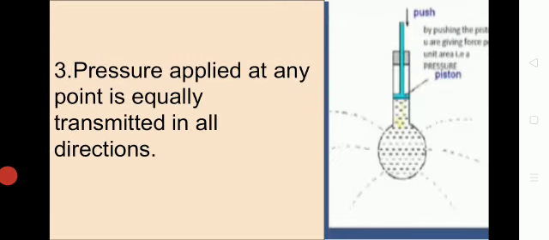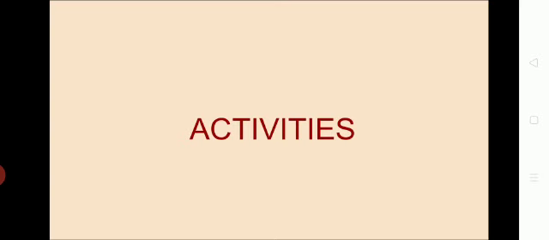Pressure applied at any point is equally transmitted in all directions. Take a round bottom flask with holes. This flask is then filled with water and connected to a movable piston. When the piston moves downward, the water flows out through all the holes. This implies that pressure applied at any point is equally transmitted in all directions. Let's do some activities to prove this.